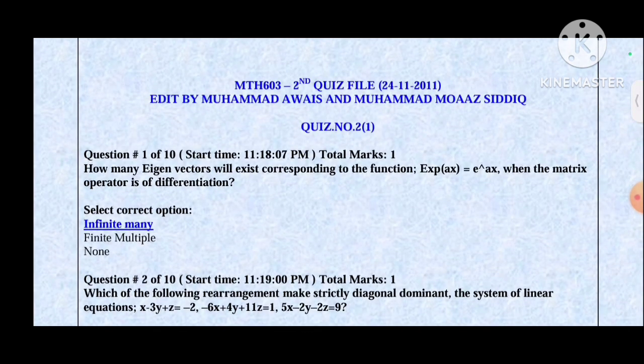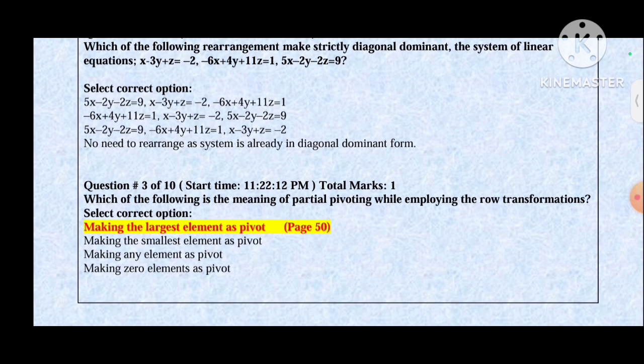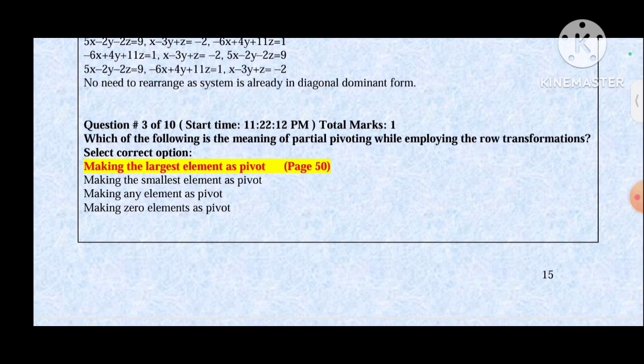How many eigenvectors will exist corresponding to the function exp of ax, that is e to the power ax, when the matrix operator is differentiation? Infinite many. यहाँ के पास एक इक्वेशन है, इसका आंसर यहाँ पे इसी तरह गिवन नहीं है अभी, लेकिन आई थिंक 3 आंसर करेक्ट होगा.